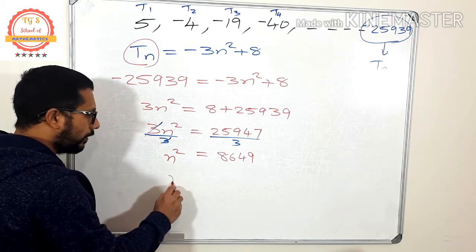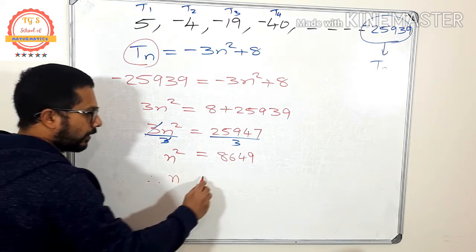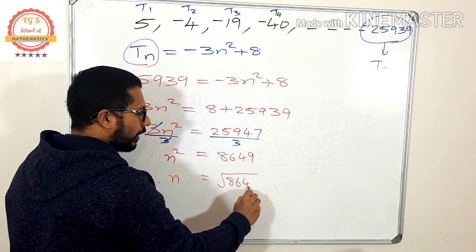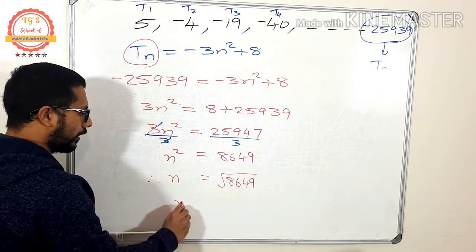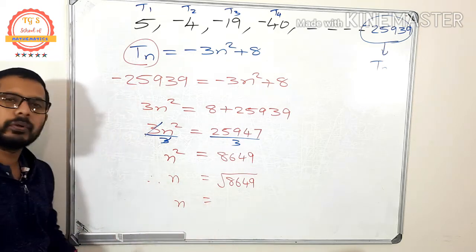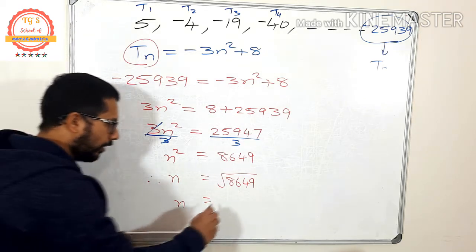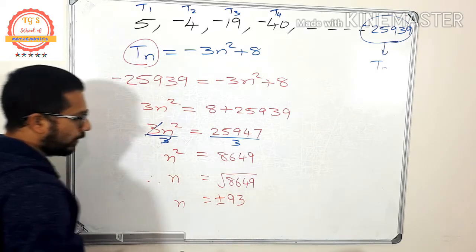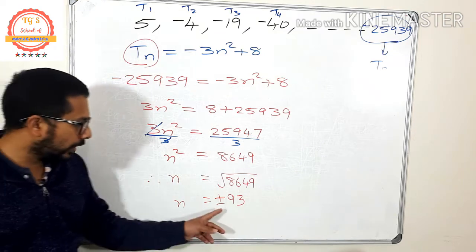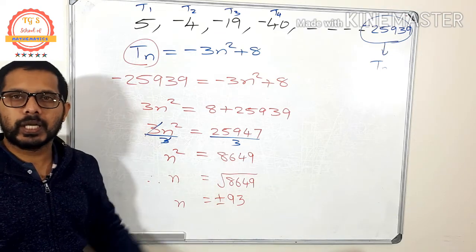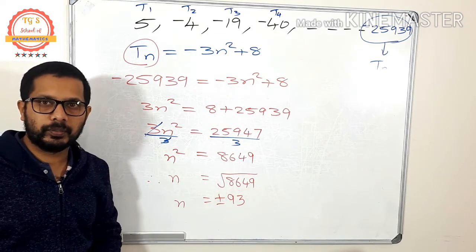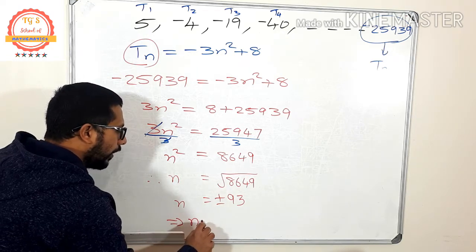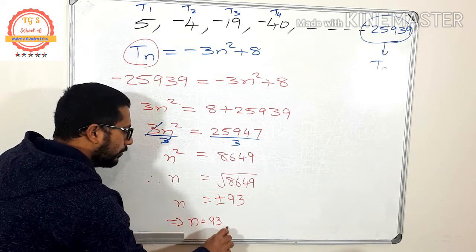So how can you find n? Therefore n is equal to square root of 8,649. So check in your calculator what is the square root of 8,649. You will get plus or minus 93. But is it possible to say there are minus 93 terms? There is no meaning for that, am I right? So what is the answer? It implies that the value of n is equal to 93.